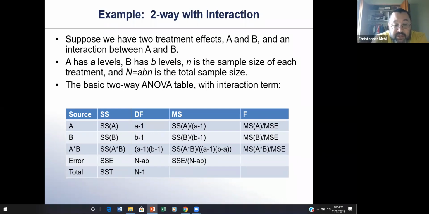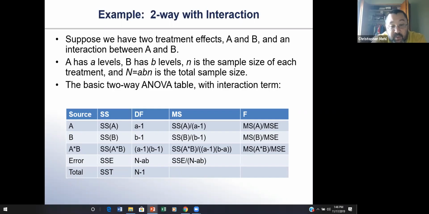Let's look at an example of a two-way with interaction, an example ANOVA table of the two-way with the interaction so you can see what it looks like. So we're going to suppose we have two treatment effects, A and B, and there's an interaction between A and B. If we suppose that the A treatment effect has little a levels, the B treatment effect has little b levels, n is the sample size of each treatment, and capital N, so we're assuming that each treatment has the same number in there, although that's not necessarily a requirement. Okay, if little n is the sample size of each treatment, then capital N equals little a times little b times little n is the total sample size.